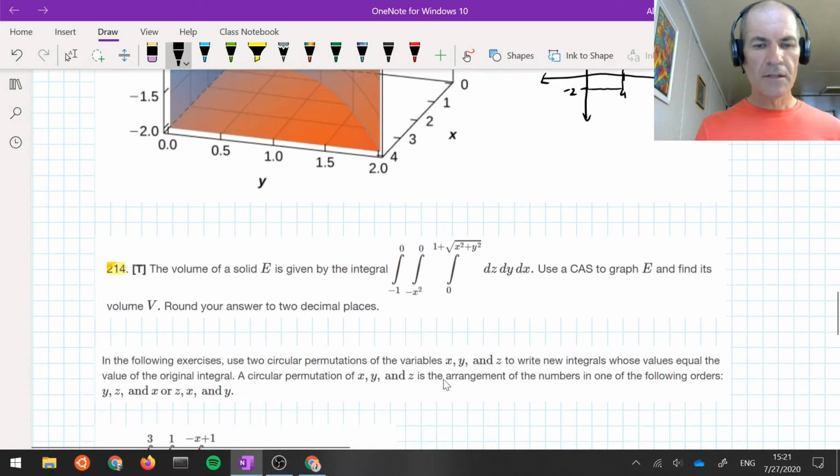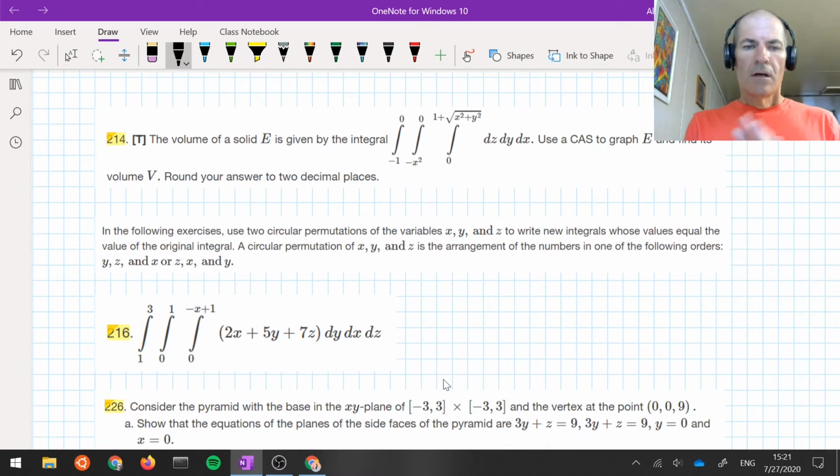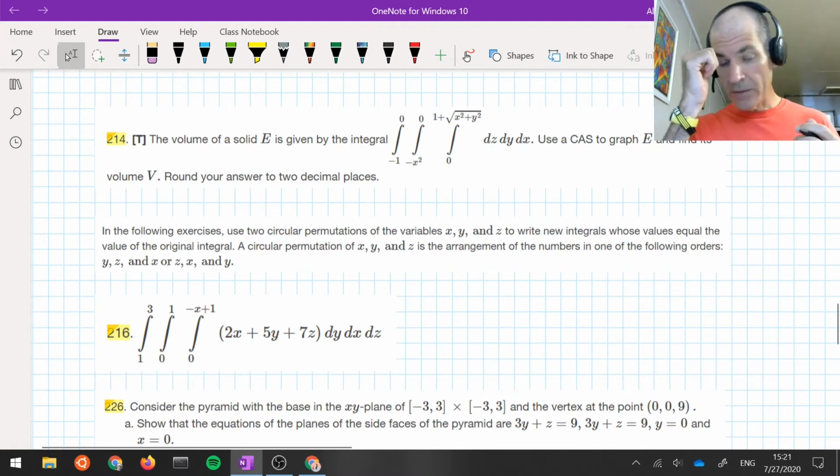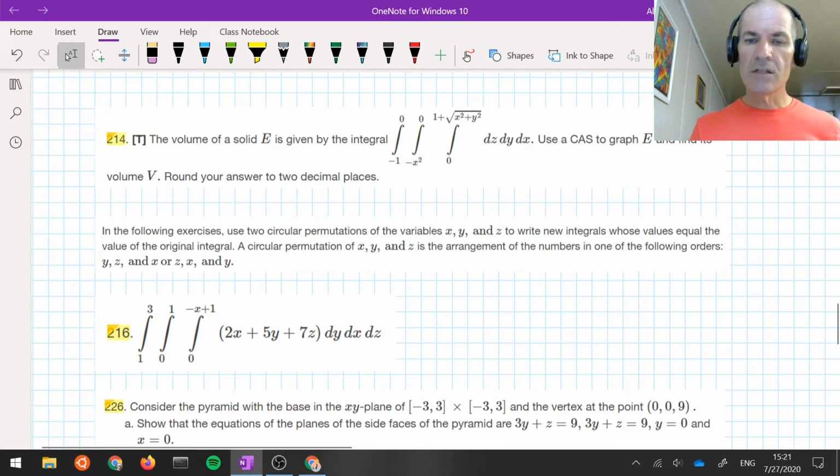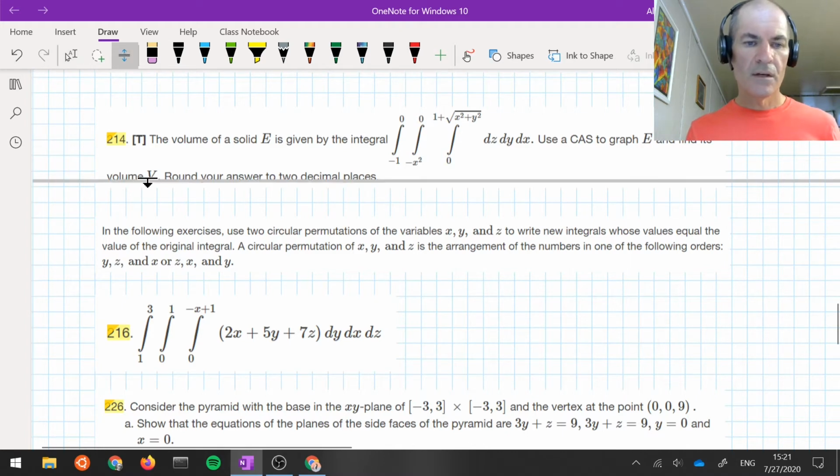All right, let's do another. Okay, here you're given an integral, and you're not given the shape. So the only way that you have of figuring out what this shape looks like is to look at these limits of integration and the order of integration and try to piece it together. So it says use a computer algebra system to graph E and to find its volume. So we'll do that.